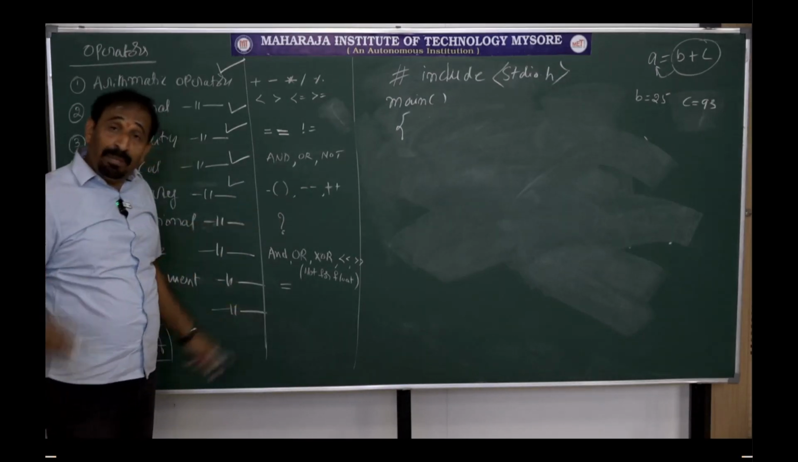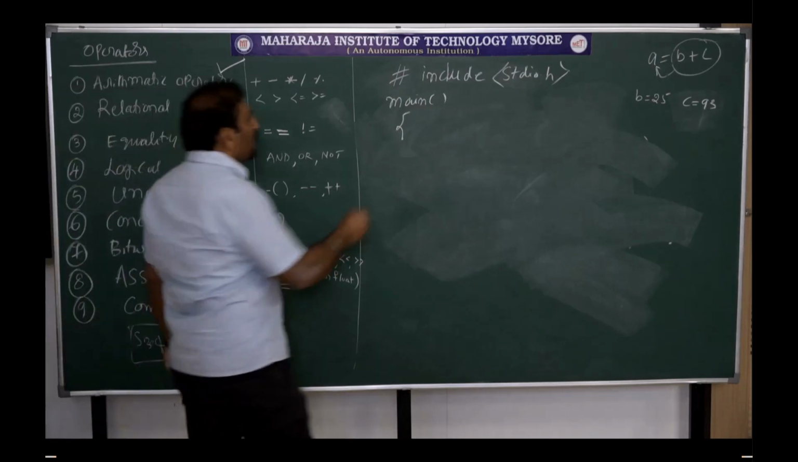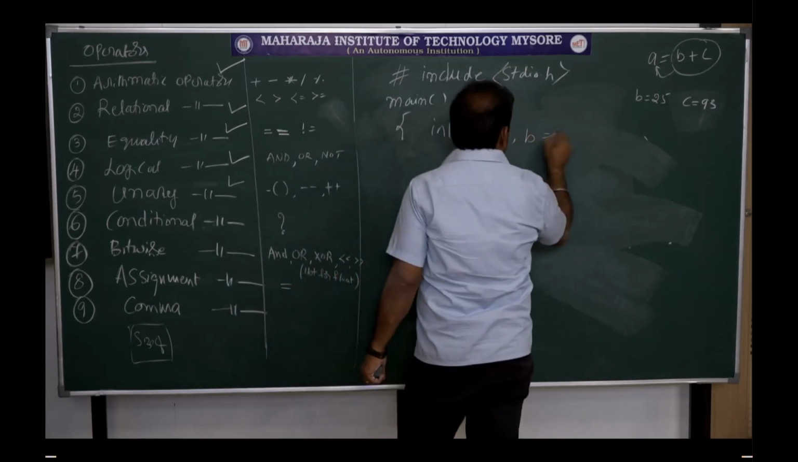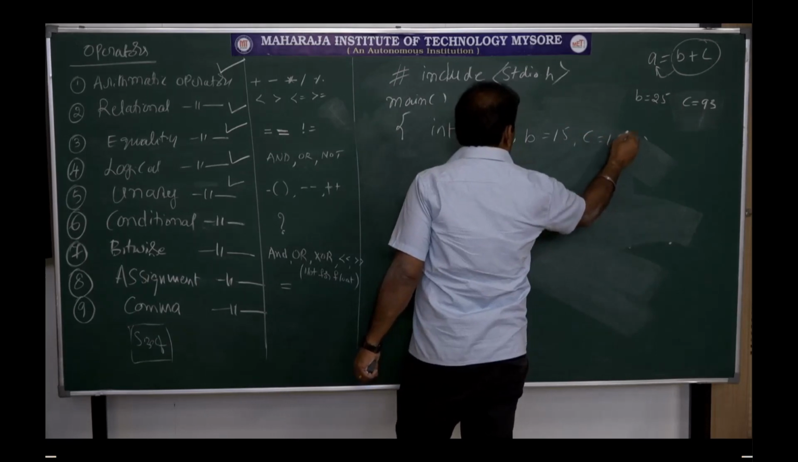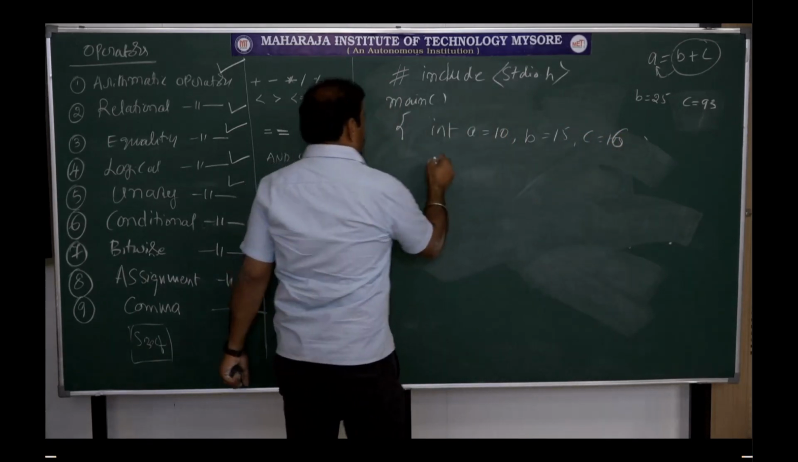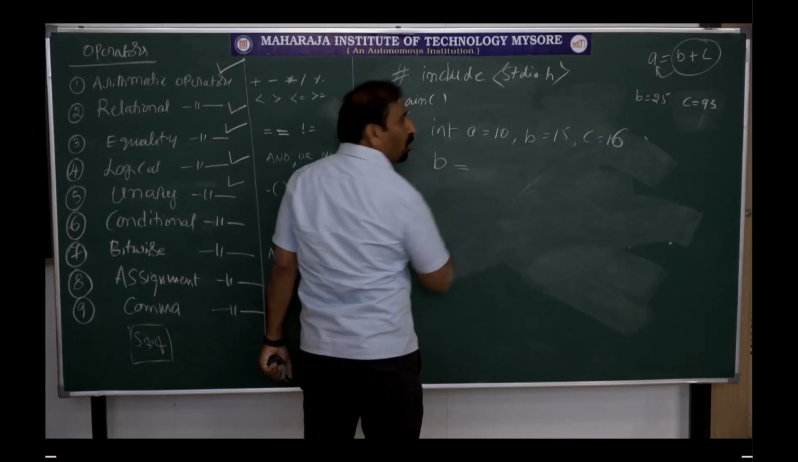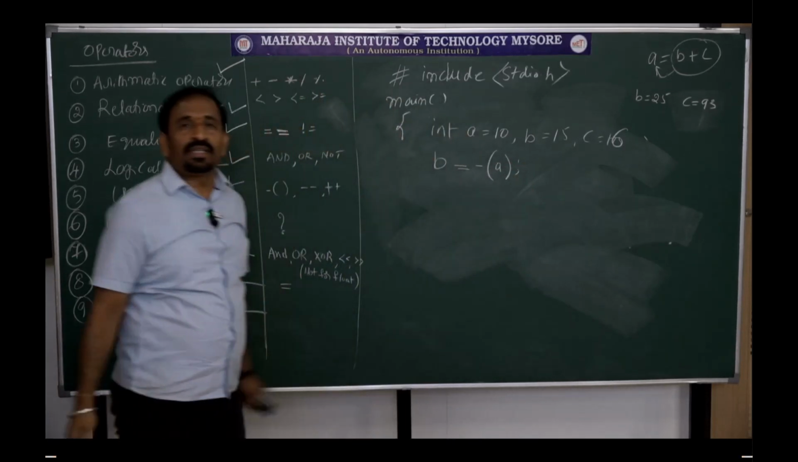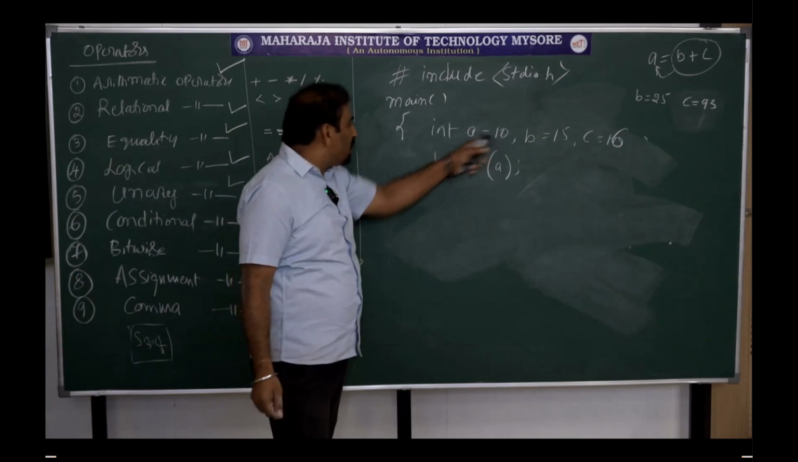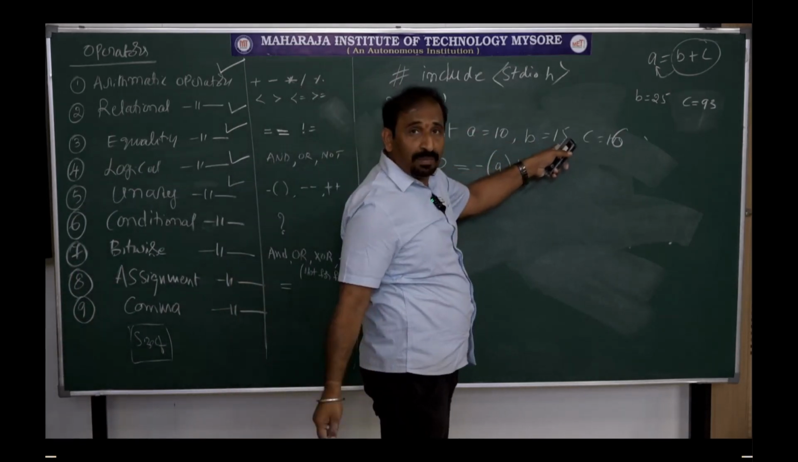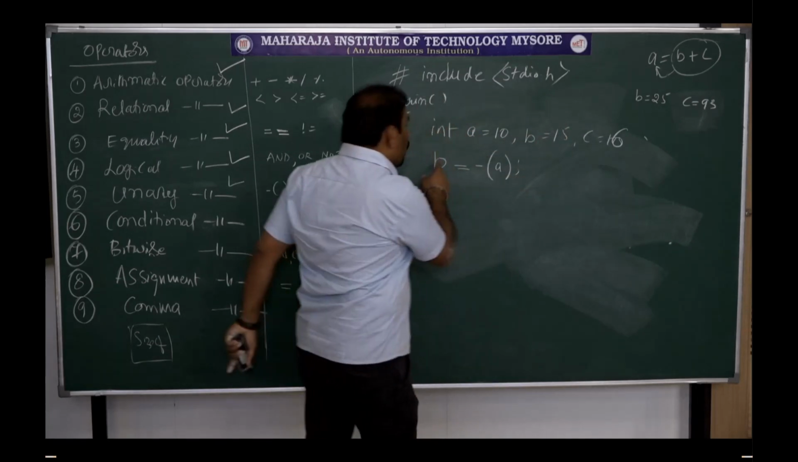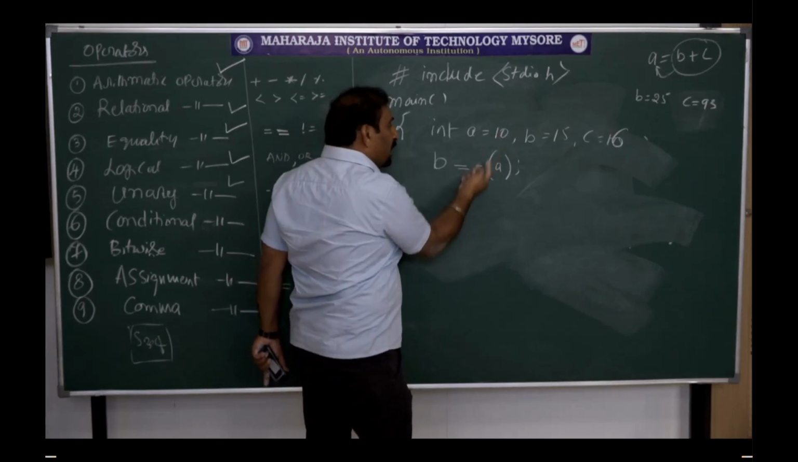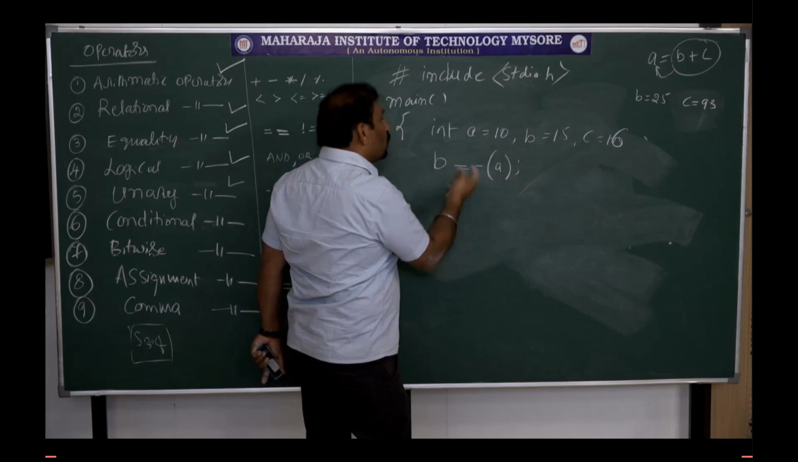There are three kinds of unary operators you will be using. One is negation. Say for example, I have integer a is equal to 10, b is equal to 15, c is equal to 16. I can make b is equal to minus a. It means minus 10. Earlier b was holding 15, now it is assigned the negative of a. The negative of a is minus 10.